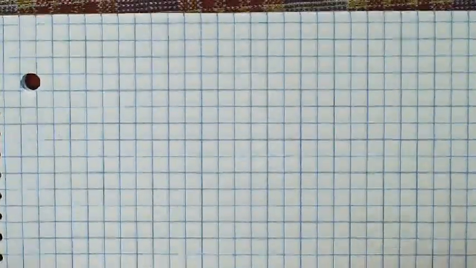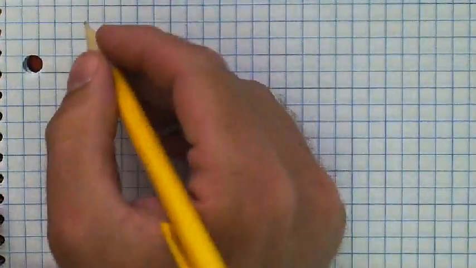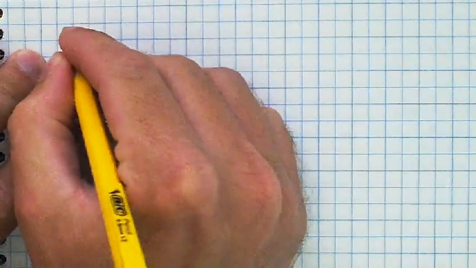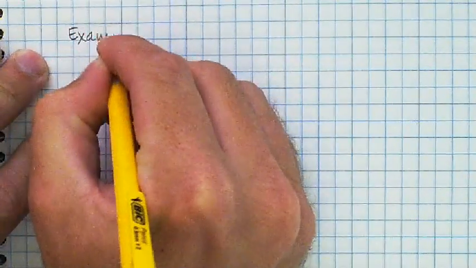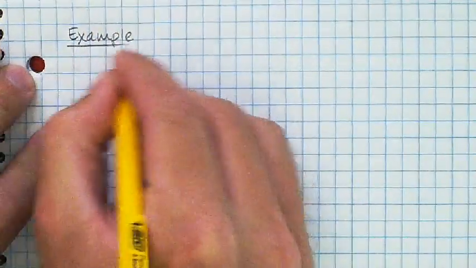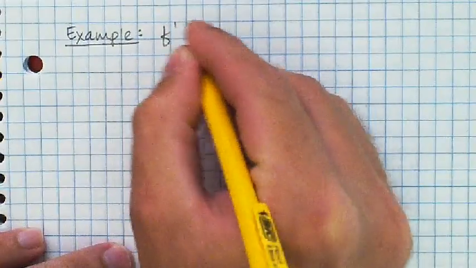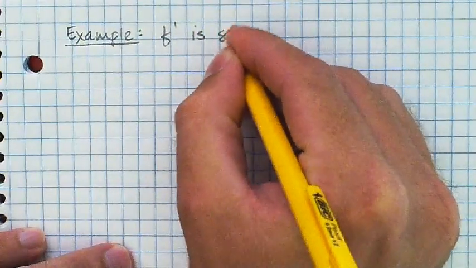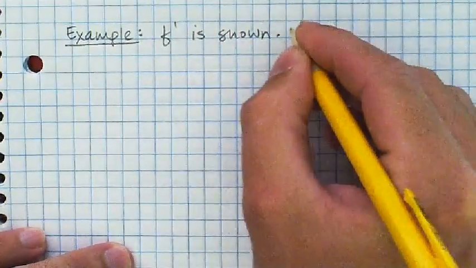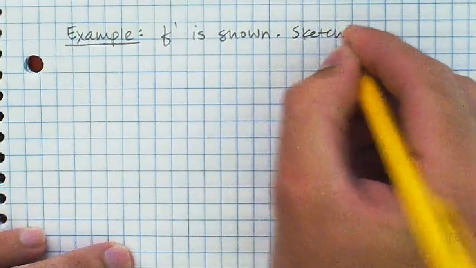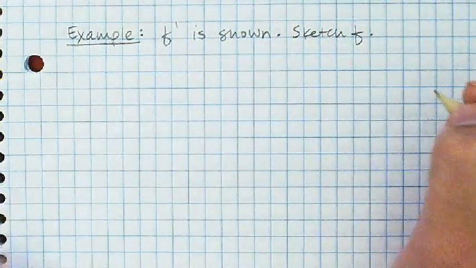So this next one would be kind of the opposite. Here's the graph of f prime. What does the graph of f look like? There are definitely going to be limitations on what we can do here, especially because we know so little right now. f prime is shown below. Sketch the graph of f.